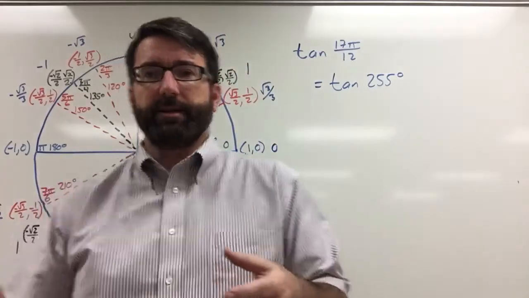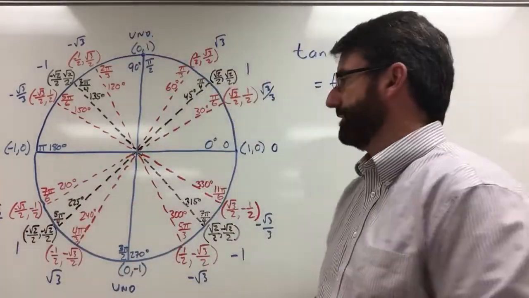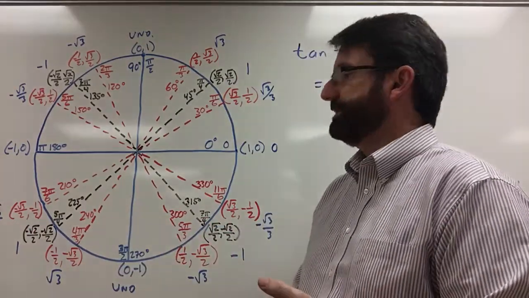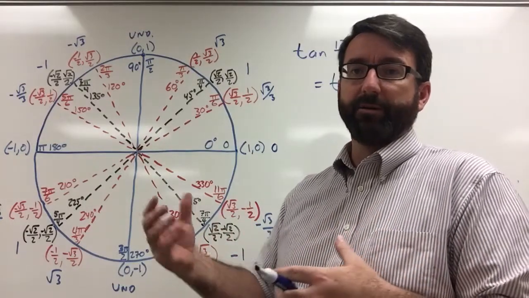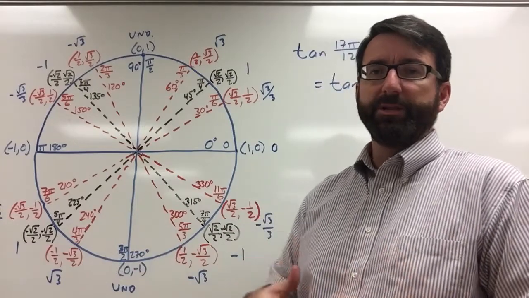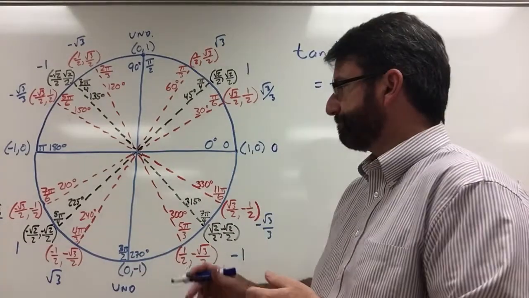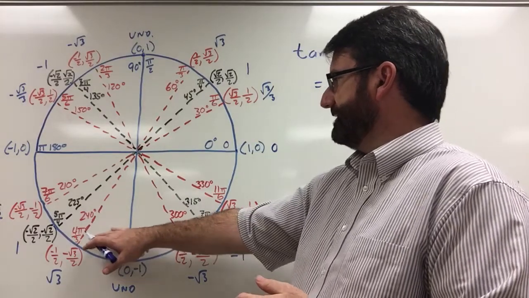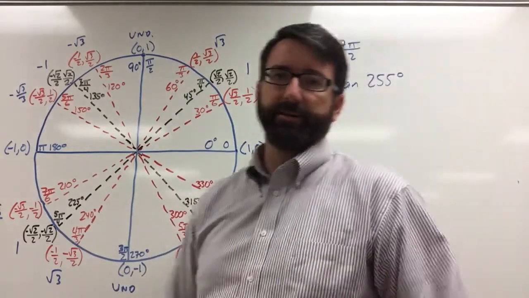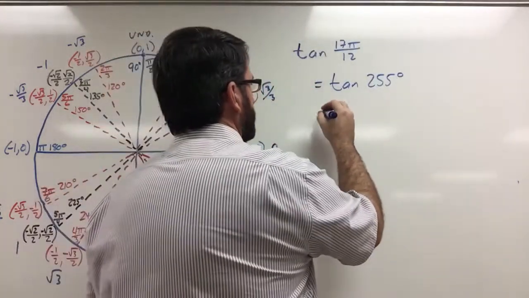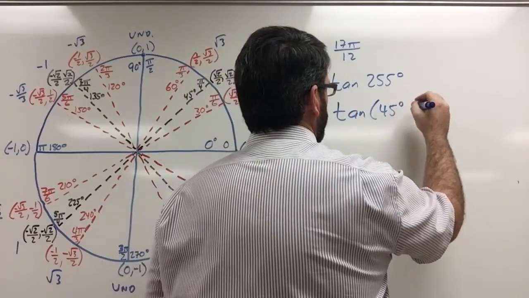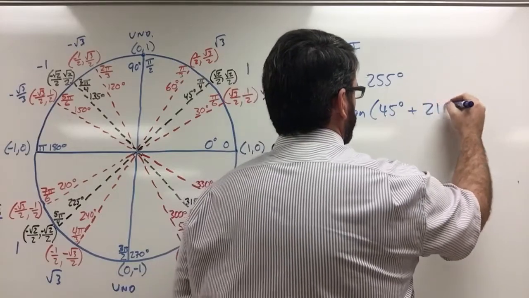Now we're asked to find the exact value, so we're going to go to our unit circle. But 255 degrees isn't on our unit circle. So we need to find two angles that are on the unit circle that add up to 255 degrees. Then we can use our sum identity for tangent. So two angles that add to 255, let's use 45 degrees and 210 degrees. So let's rewrite this as the tangent of 45 degrees plus 210 degrees.